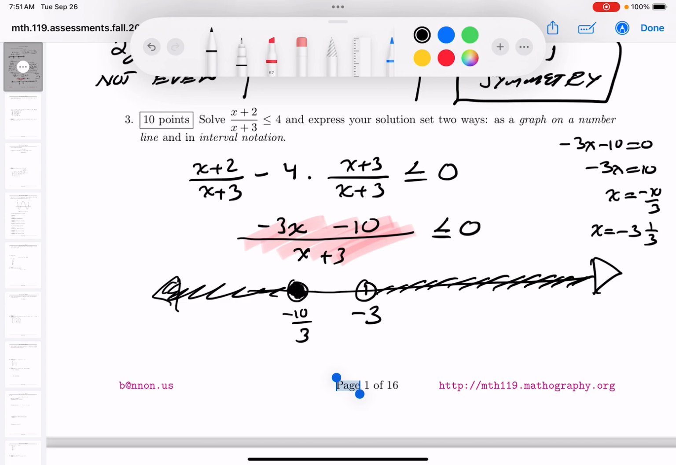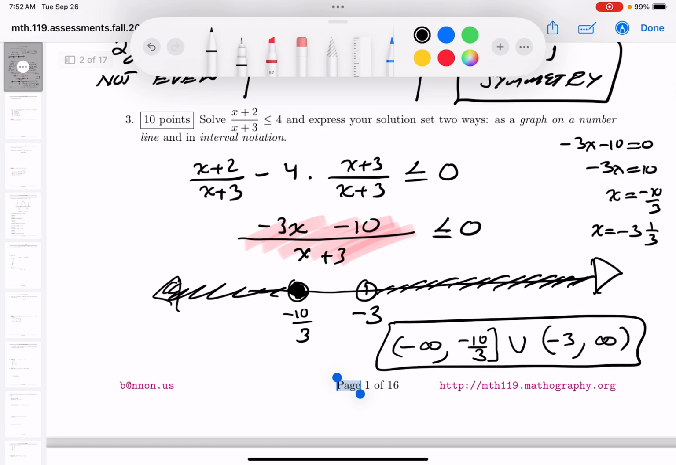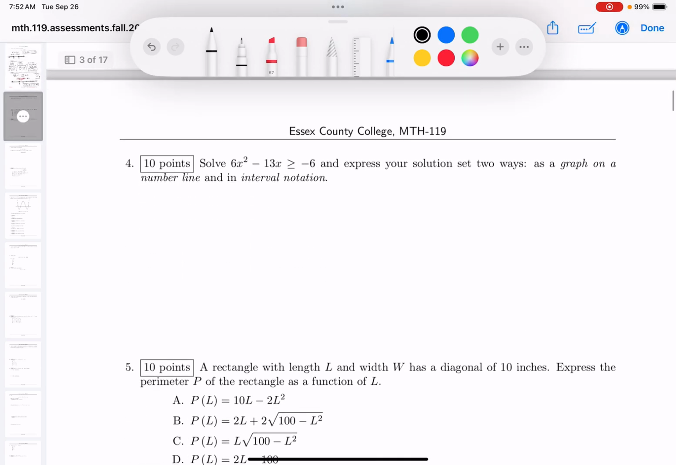Let's write our answer down in intervals. It's going to be minus infinity up to minus 10/3. That is inclusive. Union, it starts at minus 3. It's exclusive, though. You can't use that number, and it goes off to infinity. All right, that's number 3. And now let's go to number 4. Okay, this is number 4.